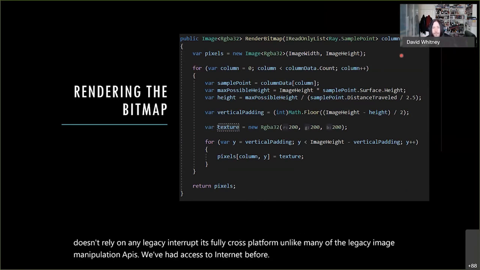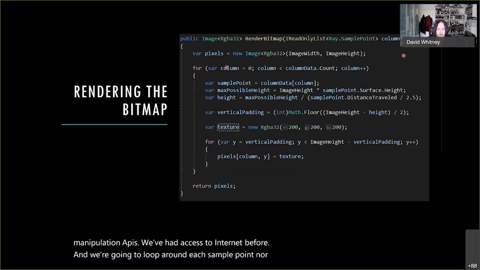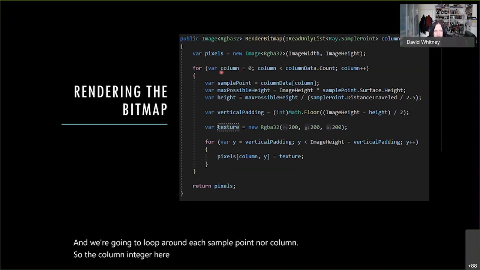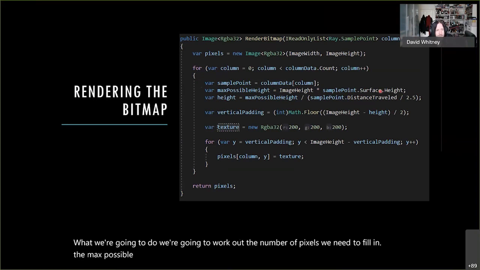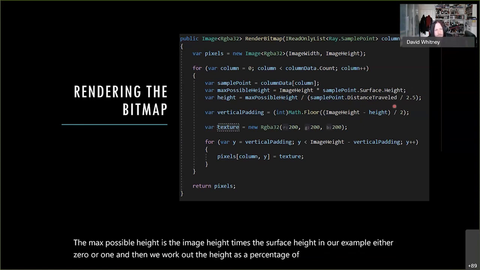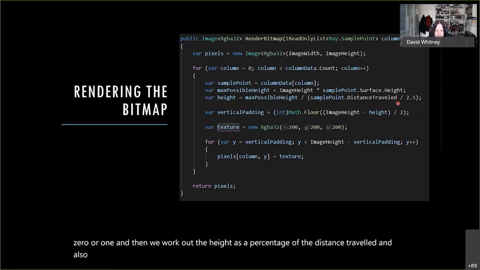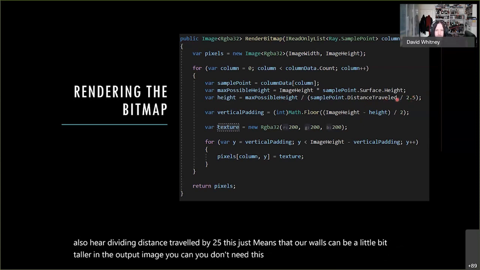And we're going to loop around each sample point in our column. So the column integer here is also our x-coordinate in our output image. What we're going to do is work out the number of pixels we need to fill in. So the max possible height is the image height times the surface height, in our example either 0 or 1. And then we work out the height as a percentage of the distance traveled. I'm also here dividing distance traveled by 2.5. This just means that our walls can be a little bit taller in the output image. You don't need this here, it just felt better when I actually saw this with my eyes.